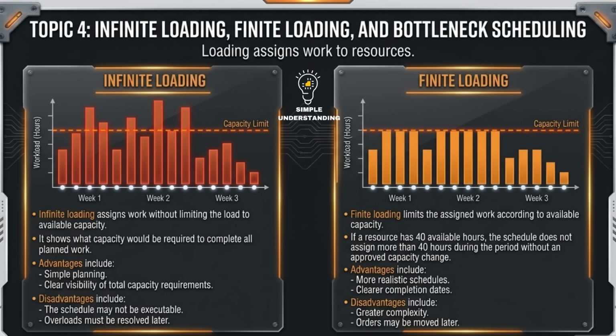Advantages include simple planning, clear visibility of total capacity requirements. Disadvantages include the schedule may not be executable. Overloads must be resolved later. Finite loading limits the assigned work according to available capacity. If a resource has 40 available hours, the schedule does not assign more than 40 hours during the period without an approved capacity change. Advantages include more realistic schedules, clearer completion dates. Disadvantages include greater complexity. Orders may be moved later.